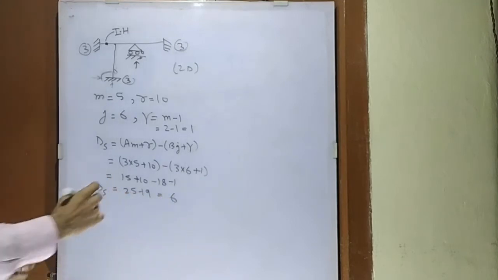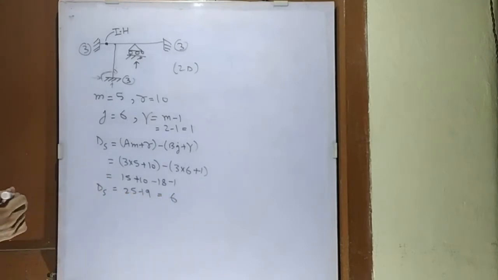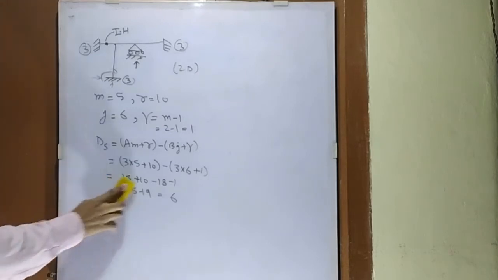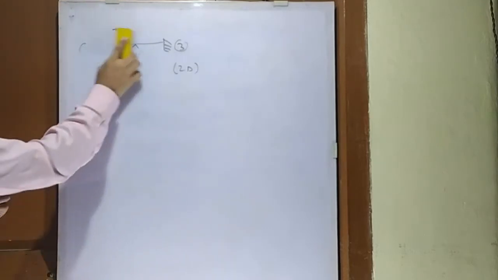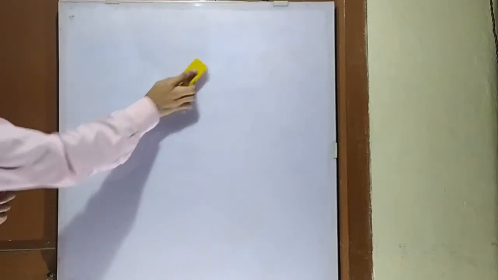So the degree of static indeterminacy of this frame is 6. Now we will take another example so that we can understand how we find the degree of static indeterminacy for a rigid structure very clearly.